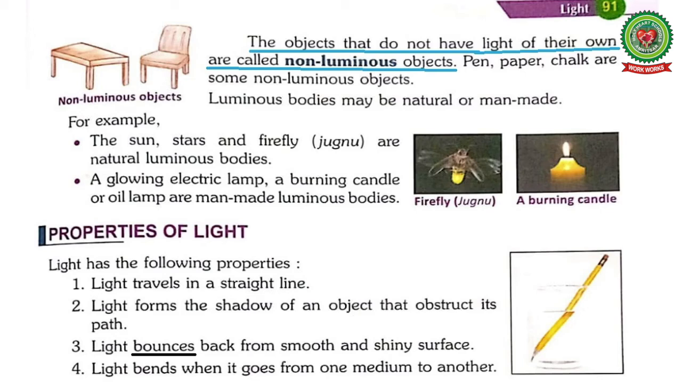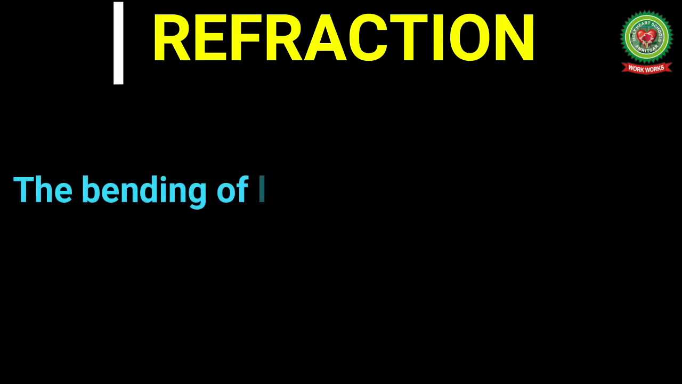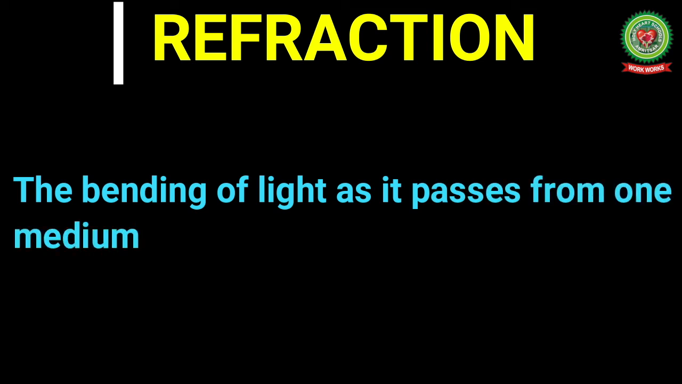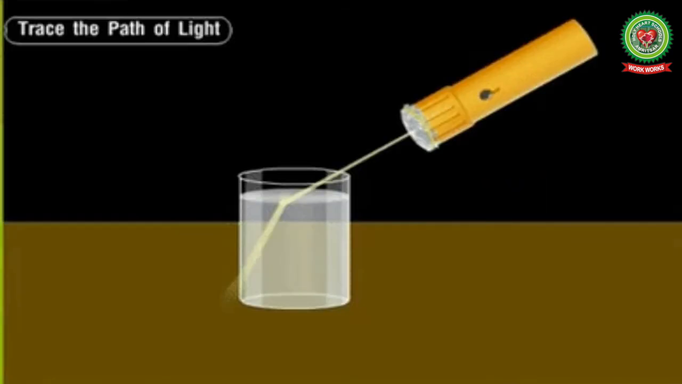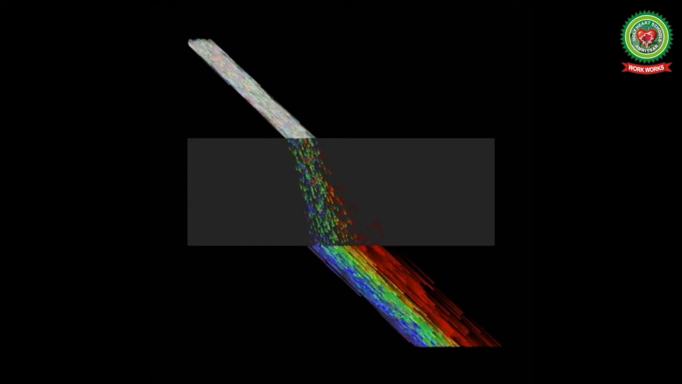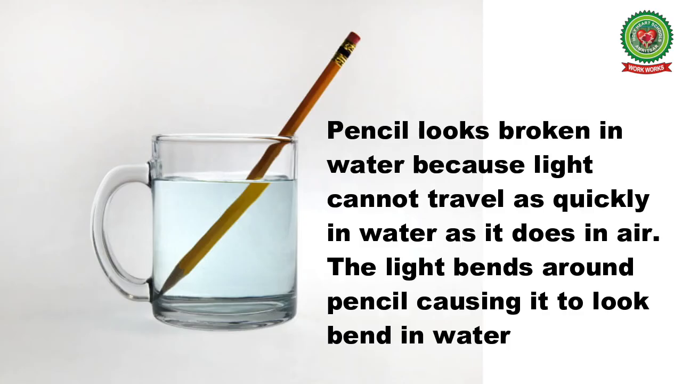Light bends when it goes from one medium to another. Students, the bending of light as it passes from one medium to another is called refraction. Moreover, the bending occurs because light travels more slowly in a denser medium. For example, a pencil looks broken in water because light cannot travel as quickly in water as it does in air. The light bends around the pencil, causing it to look bent in water.